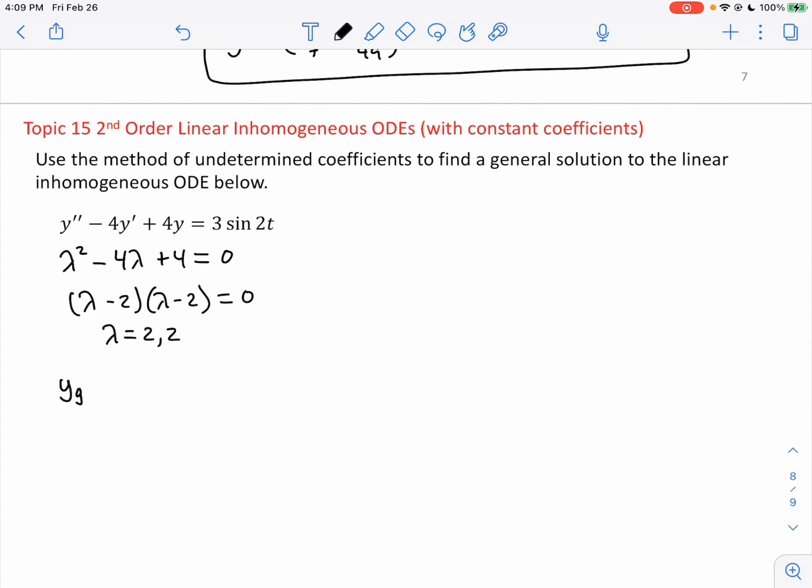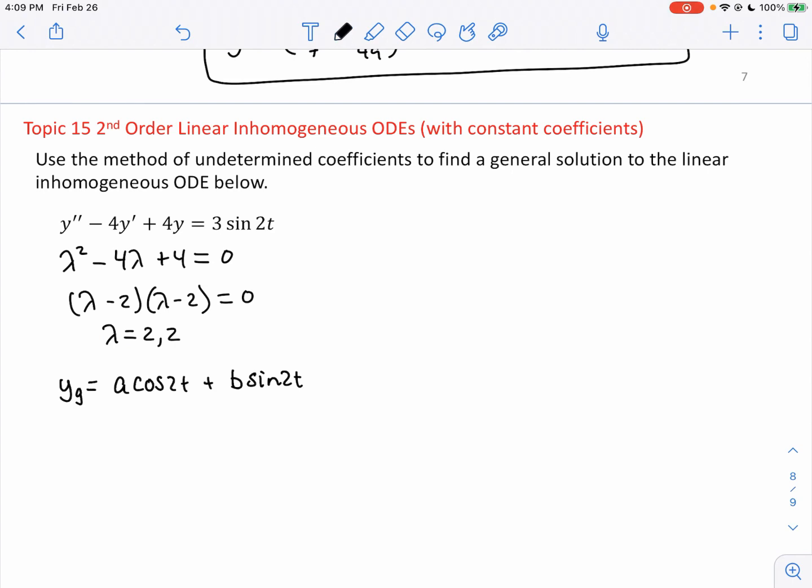So our y sub g will be an arbitrary 0-degree polynomial, a, times cosine of 2t, plus an arbitrary polynomial, degree 0, so just b, times sine 2t. If this is missing an exponential, then these will be missing an exponential. And the only thing we had to determine is whether or not I needed to put an extra t in front of each of these, but I do not, because our lambdas, which are just 2 and 2, do not equal 0 plus or minus 2i.